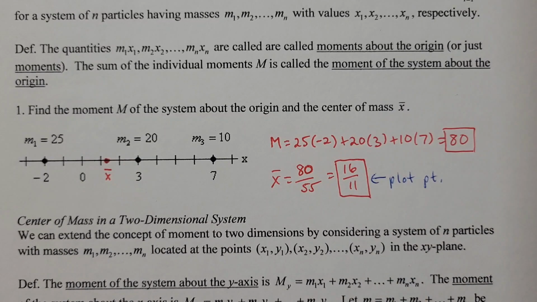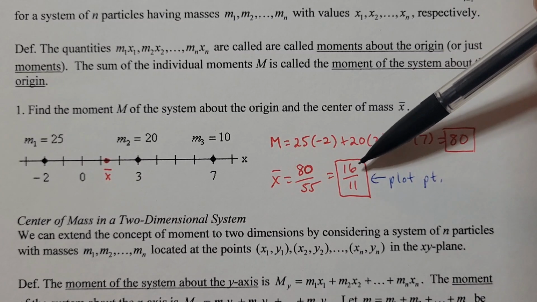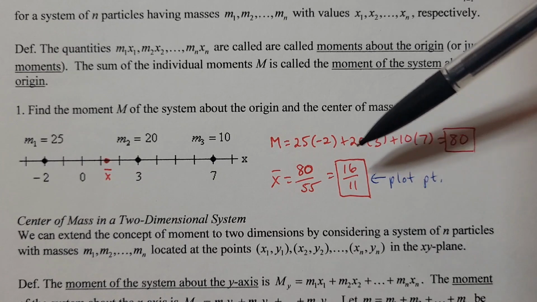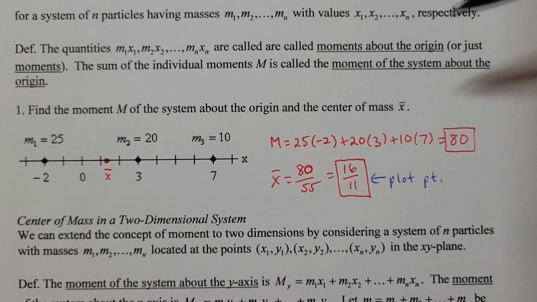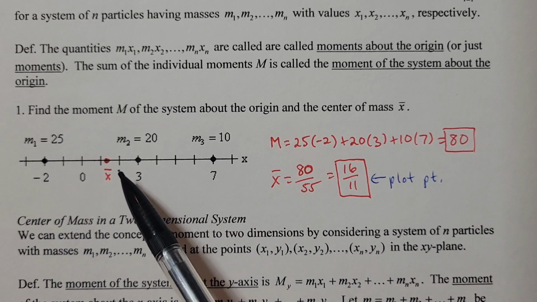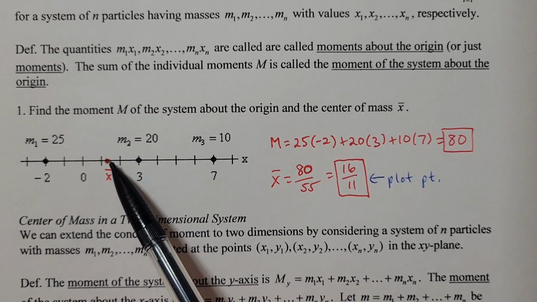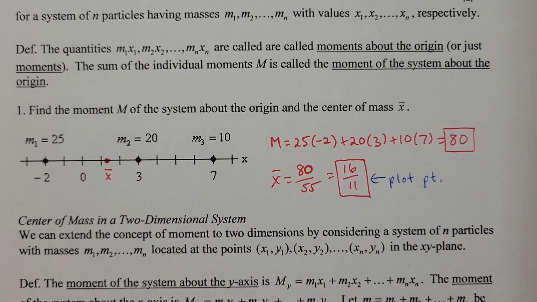So 5 goes into these two numbers evenly. 5 times 16 is 80. 5 times 11 is 55. So 16 over 11, if I plot that point, 16 elevenths, that's bigger than 1. That point would be the point that balances the 3 points, in other words, is what we're saying.